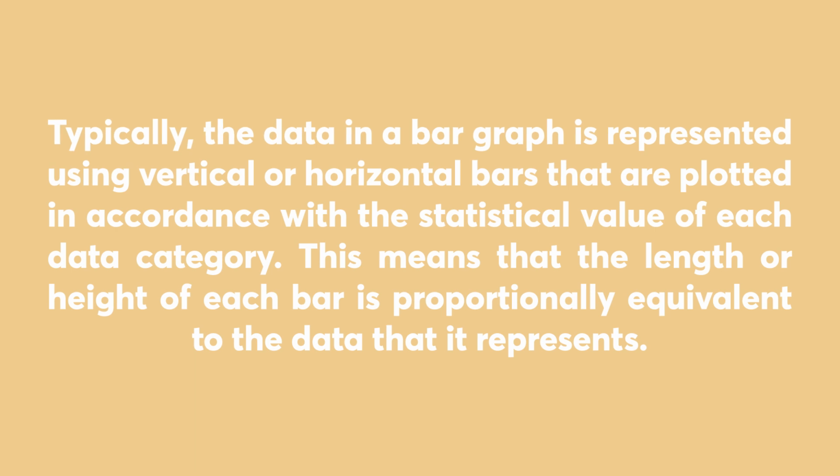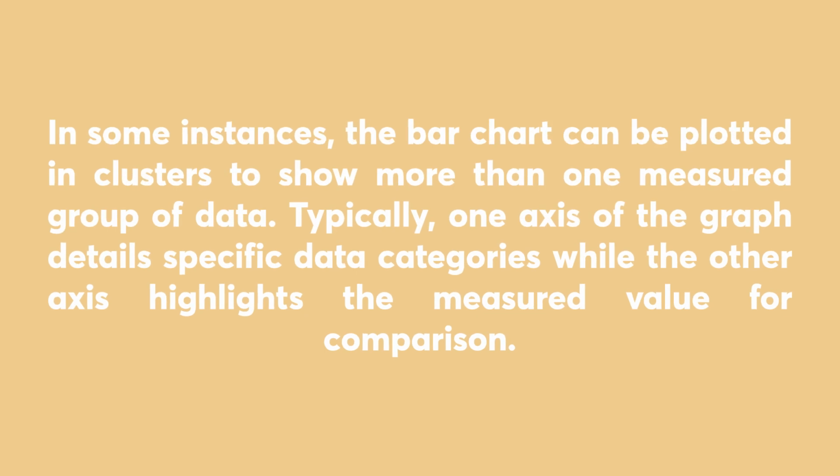Typically, the data in a bar graph is represented using vertical or horizontal bars that are plotted in accordance with the statistical value of each data category. This means that the length or height of each bar is proportionally equivalent to the data that it represents. In some instances, the bar chart can be plotted in clusters to show more than one measured group of data.